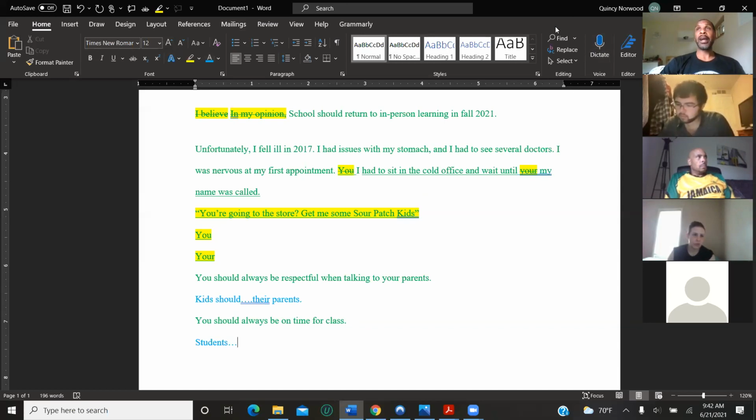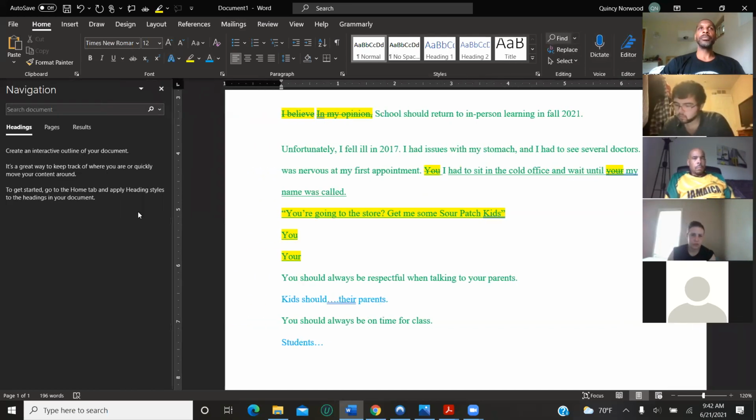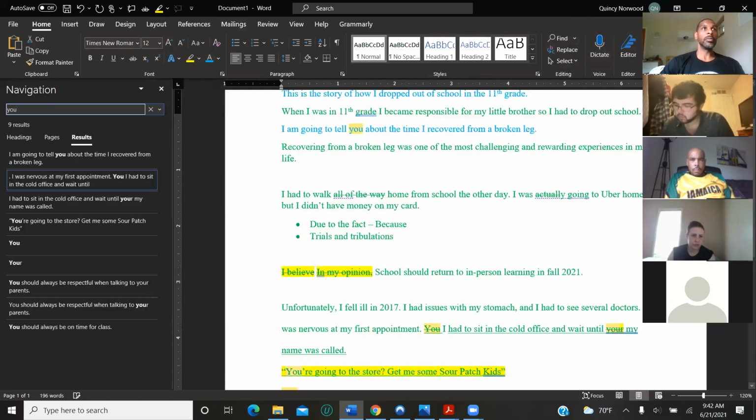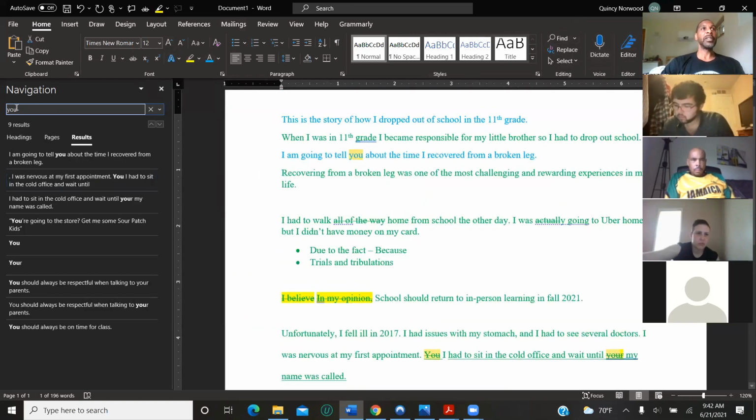Here's a good way to catch second person point of view in your paper. If you're using Microsoft Word, you can just go find right up here, and then you type it in this navigation pane and it'll find everywhere you use you. This is also good if you find yourself leaning on a certain phrase or word, like I say absolutely and certainly a lot. Do a find just to make sure you're not overusing it.